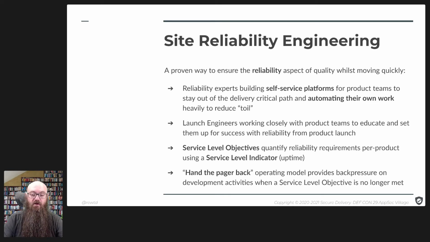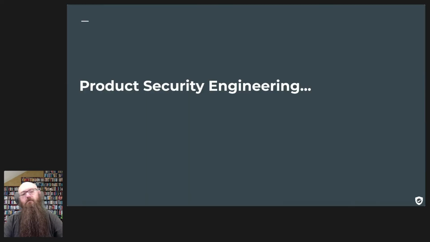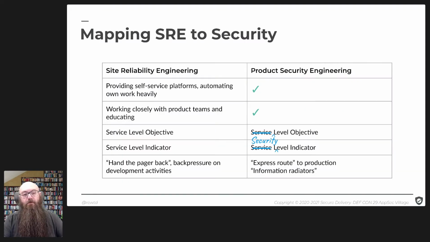SRE won't take on production support again until reliability is demonstrably back to the agreed level. That means that developers are not building new features because they're spending time doing support. And they don't particularly like being woken up at 3:30 in the morning either. Can we apply this method to security? Product security engineering. So you can map SRE to security.